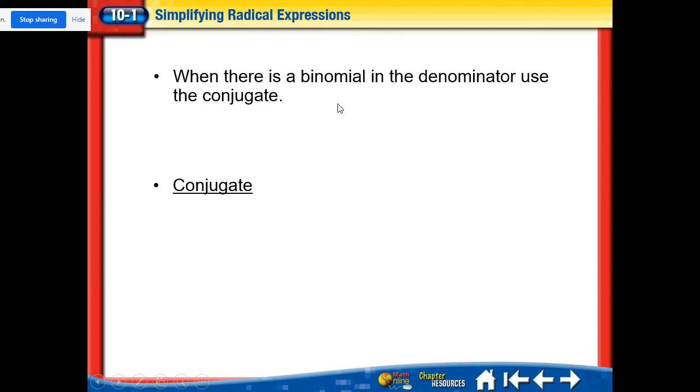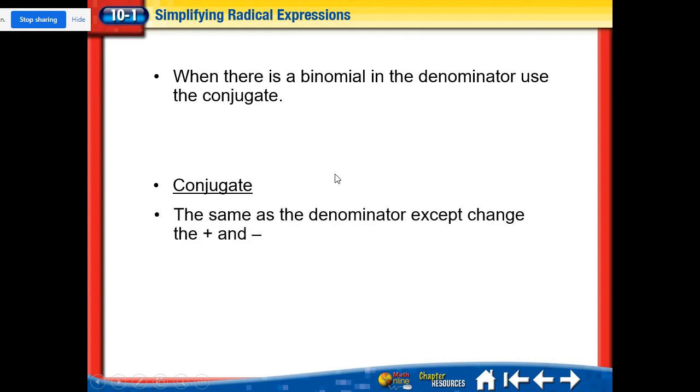All right. When there is a binomial in the denominator, we have to use what's called the conjugate. Well, what's the conjugate? It's the same as the denominator, except we're going to change the plus and the minus. The plus to a minus or the minus to a plus. What do I mean? If I have 1 plus 2 square roots of 3, the conjugate would be 1 minus 2 square roots of 3. So we always do the opposite sign.